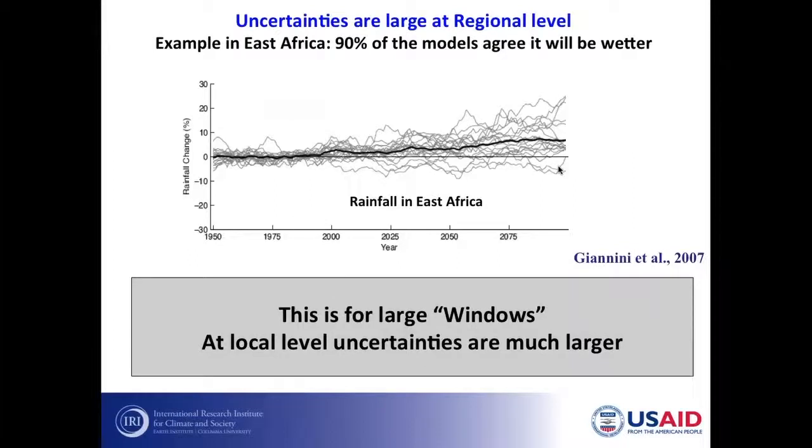But practitioners typically need information at the local level. And at the local level, uncertainties are much, much larger.